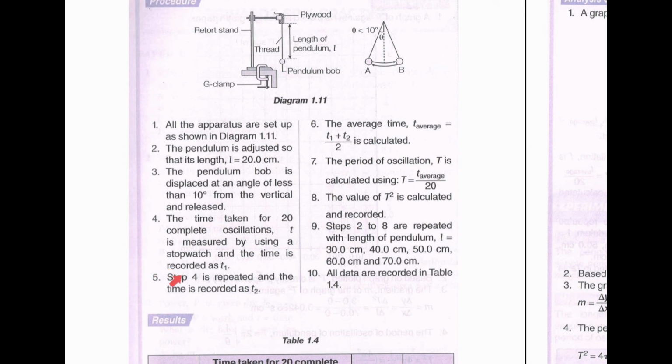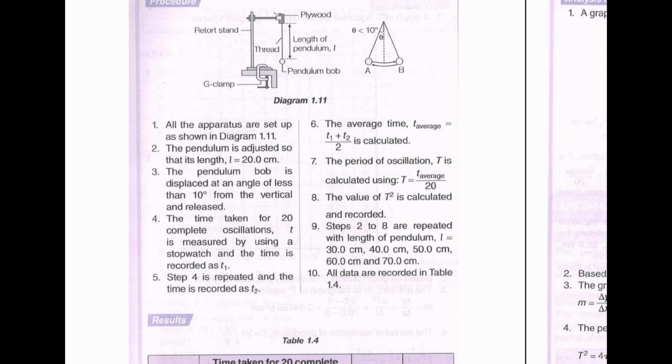Step 4 is repeated and the time is recorded as T2. That means you have to do it twice. The average time, (T1 plus T2) over 2, is calculated. The period is calculated using T equals T average over 20. The value of T squared is calculated and recorded. Steps 2 to 8 are repeated with lengths of pendulum 30, 40, 50, 60, and 70 cm. All data are recorded in table 1.4.